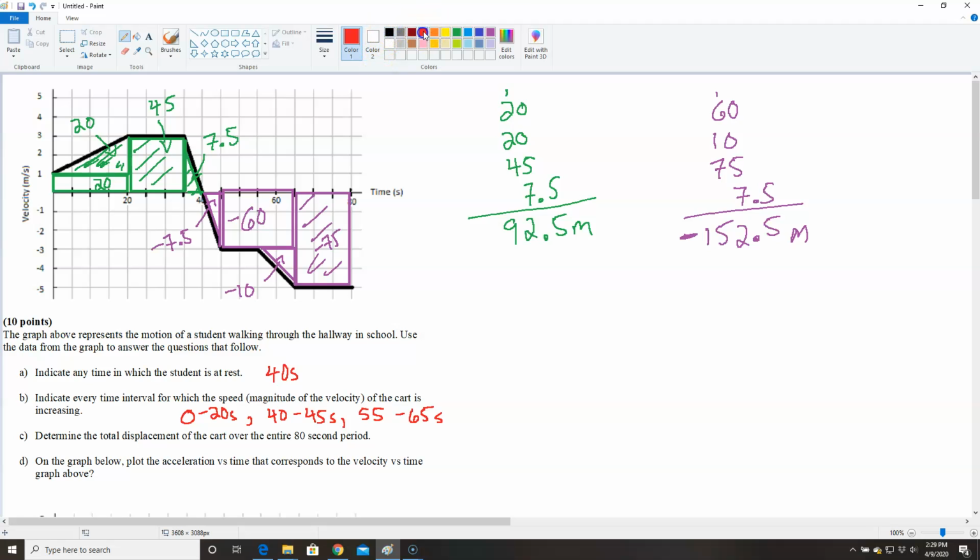Well, final step is to say, all right, I got 92.5. Let's subtract 152.5. So 152.5 negative, and the 92.5 is positive. Negative 60 meters is the total displacement.